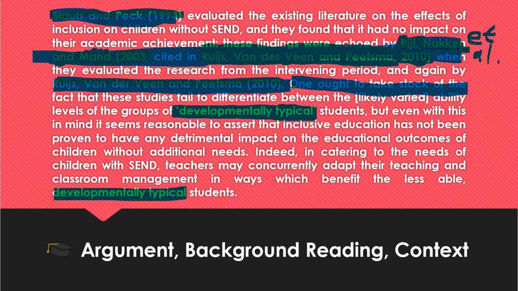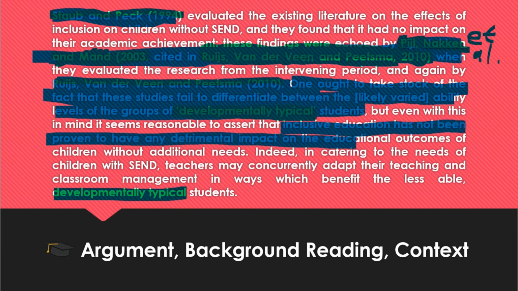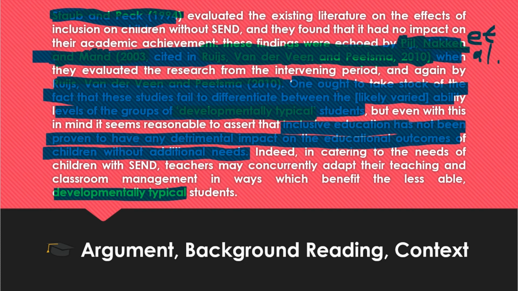Here's a little bit of criticism. So I've read through these articles, and actually I have found that they're not perfect. There's this thing here. Even with this in mind, it seems reasonable to assert that inclusive education, so this is sort of like a conclusion of these arguments. So here's the argument I'm making: inclusion's fine. Background reading, here's some people that have said that it's fine, so I can prove empirically that I'm not just making this up. Here's a little conclusion about what I'm saying.